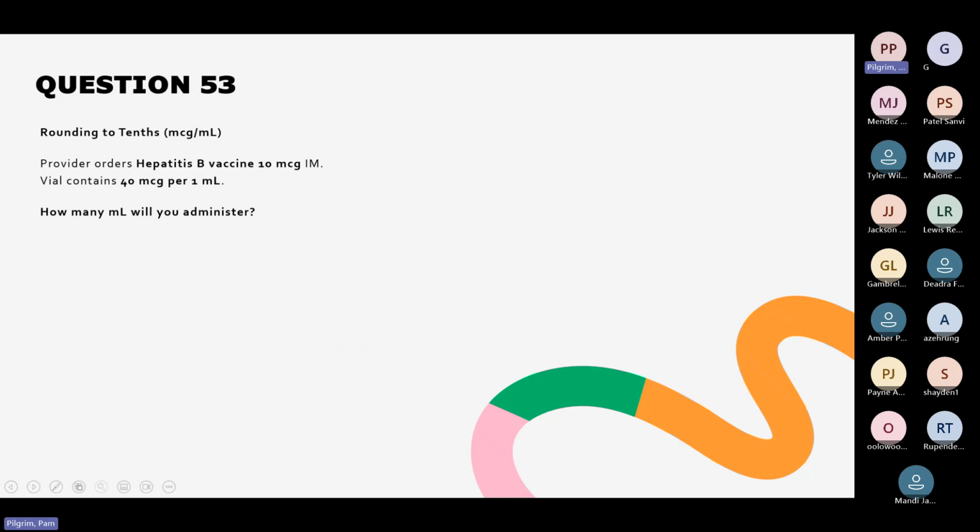All right, so this one is concentrating and rounding to the tenths. So the provider orders hepatitis B vaccine of 10 mcgs IM. The vial contains 40 mcgs per mL. How many mLs will you administer?